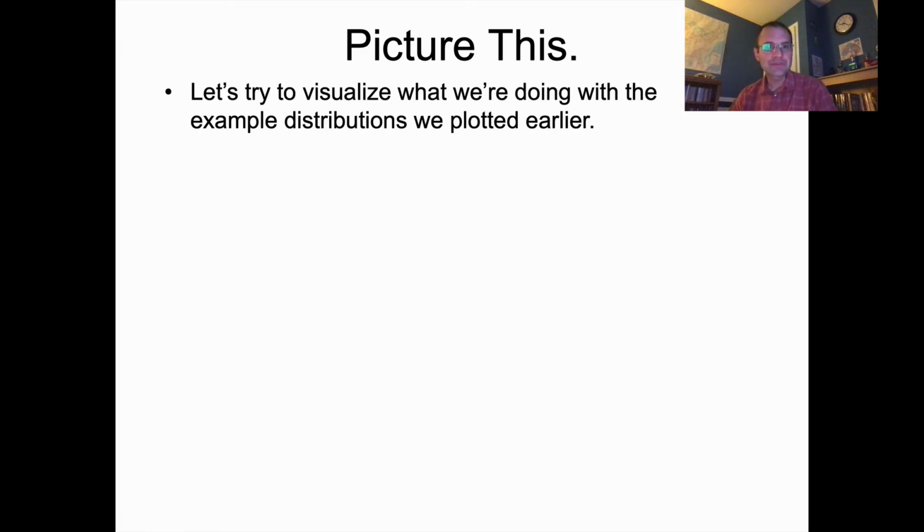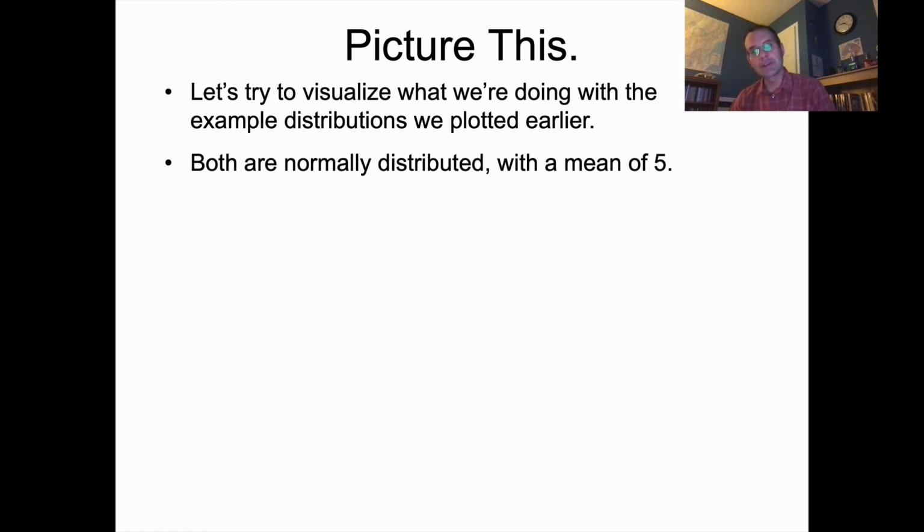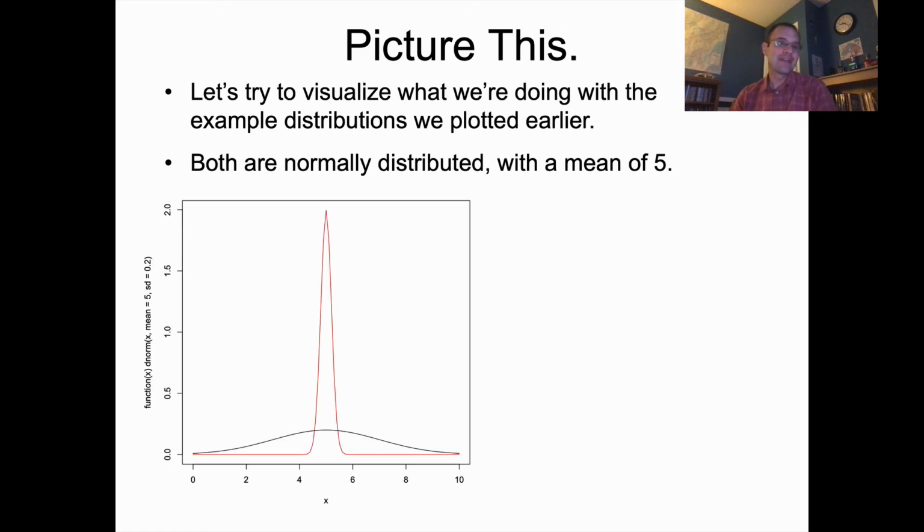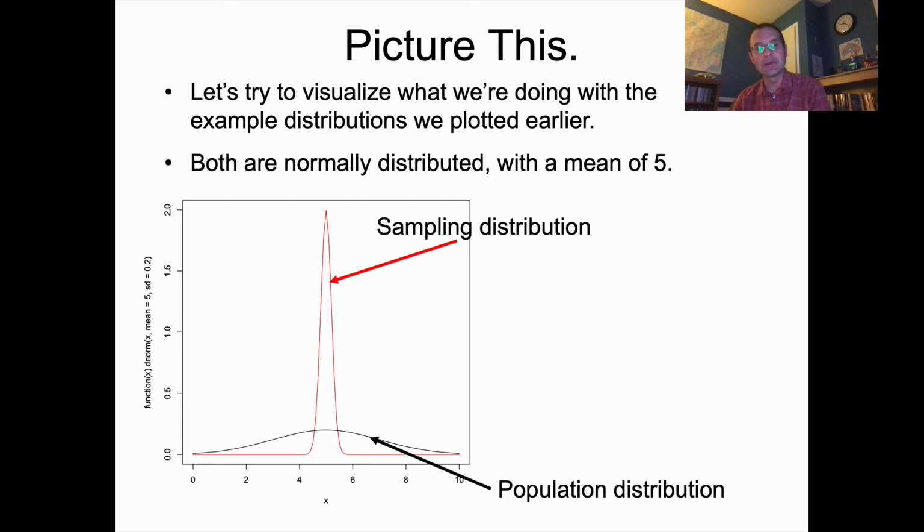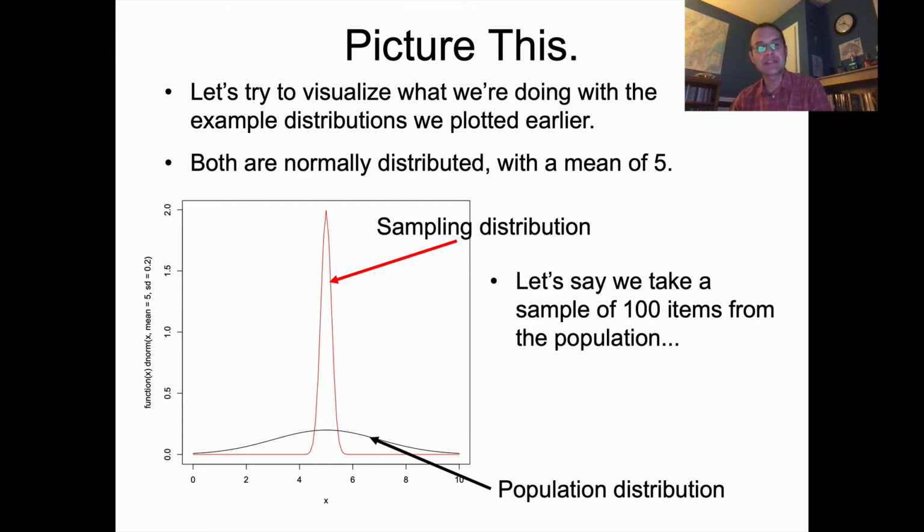Okay, so what does this look like? I want to show you how this would work with the example distributions that I plotted in the previous video. Both of these were normally distributed with a mean of 5, and the sampling distribution itself looked a lot taller than the population distribution because its standard deviation was much smaller, or the whole thing was narrower, basically. Okay, so there's my population distribution, there's my sampling distribution in red. And so let's say we take a sample of 100 items from the population, which would give us this sampling distribution. And then what we wind up with for this particular sample is a mean of 5.2.